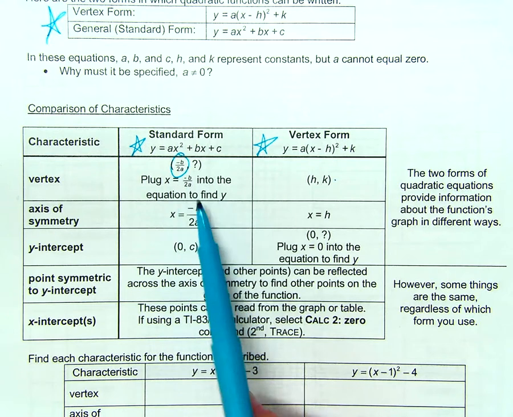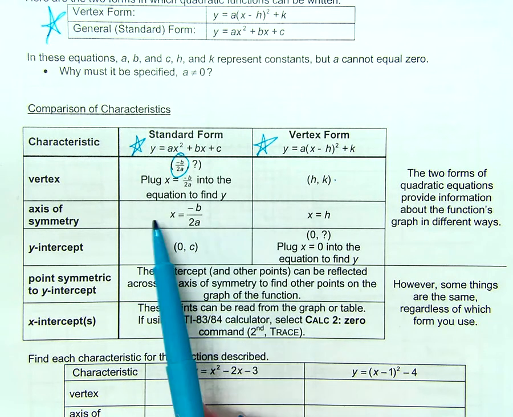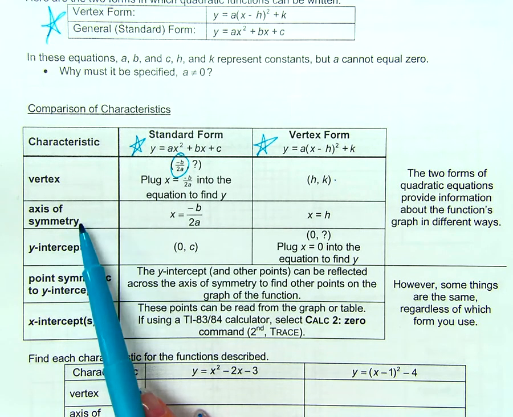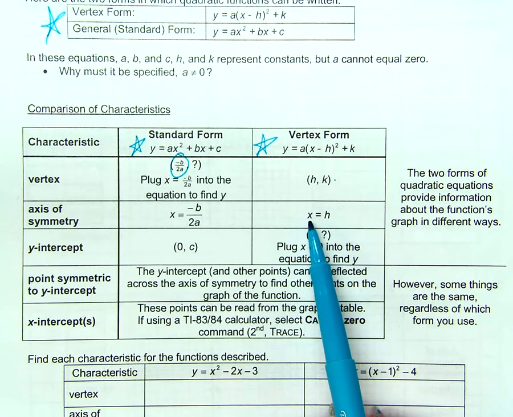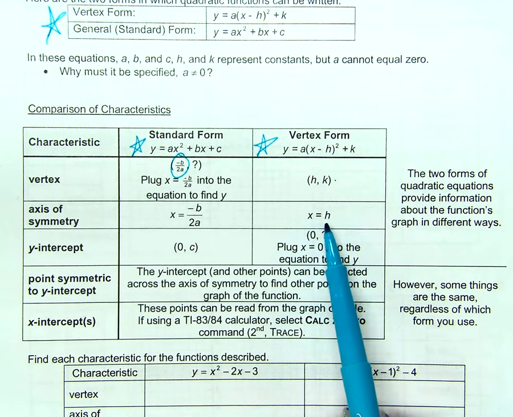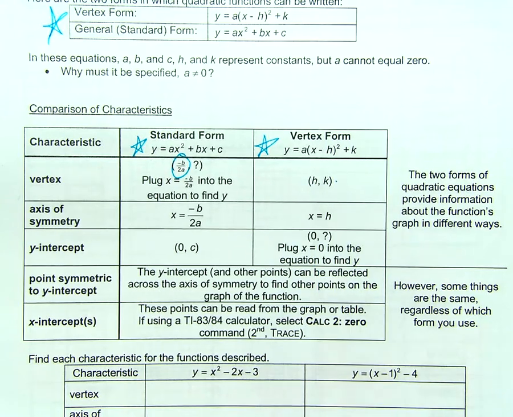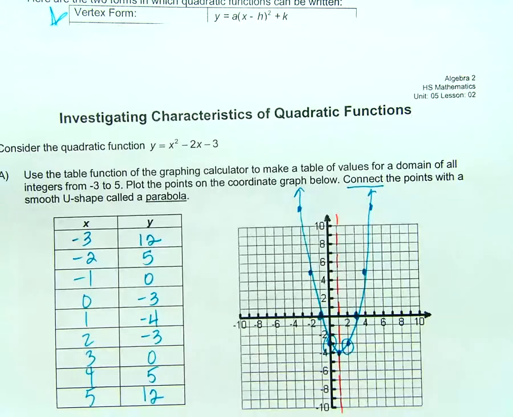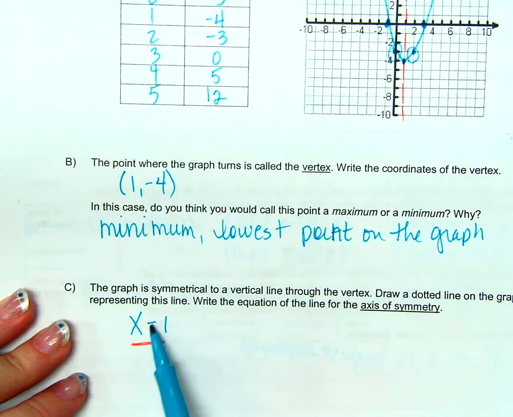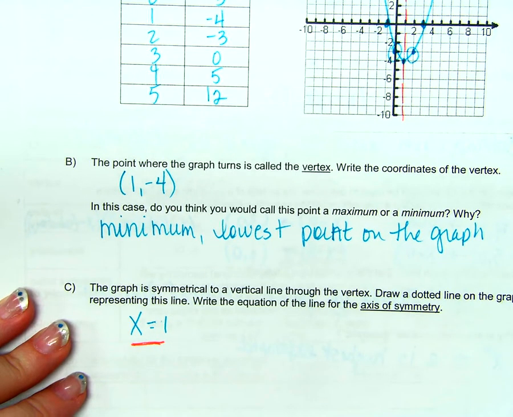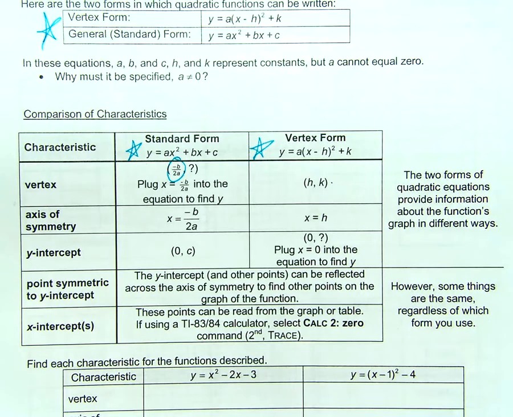But here's the deal. In both cases, once we know the vertex, we also know the axis of symmetry. Because if I know the vertex is (h, k), and I know that the axis of symmetry is x equals h, it's whatever the x-coordinate of the vertex is, right? We figured that out on this page. Whatever the x-coordinate of the vertex is, isn't that the axis of symmetry? Yes? Okay. That works for vertex form or standard form. It doesn't matter how you get the vertex, but once you know it, you also know the axis of symmetry.